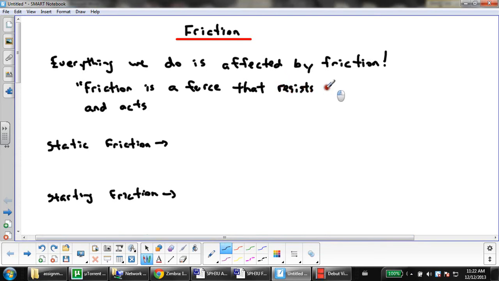So friction is a force that resists motion, and it's always acting in the same direction. It always acts opposite to the direction of motion.